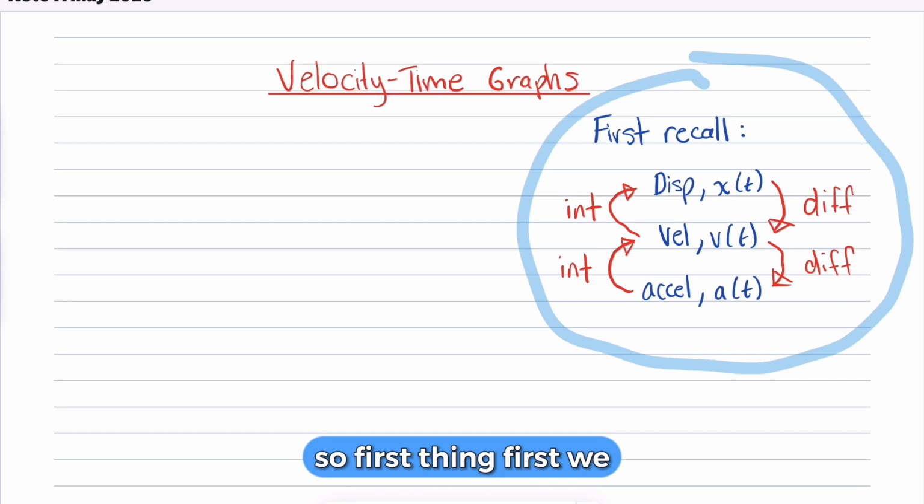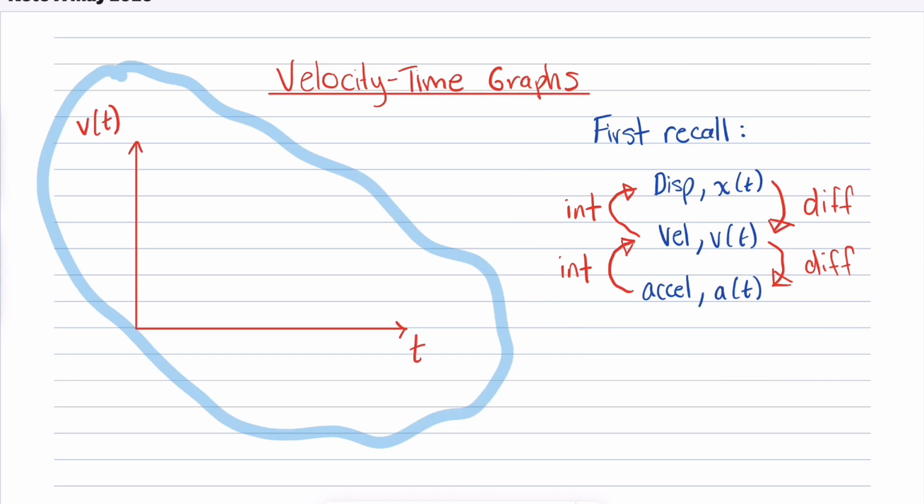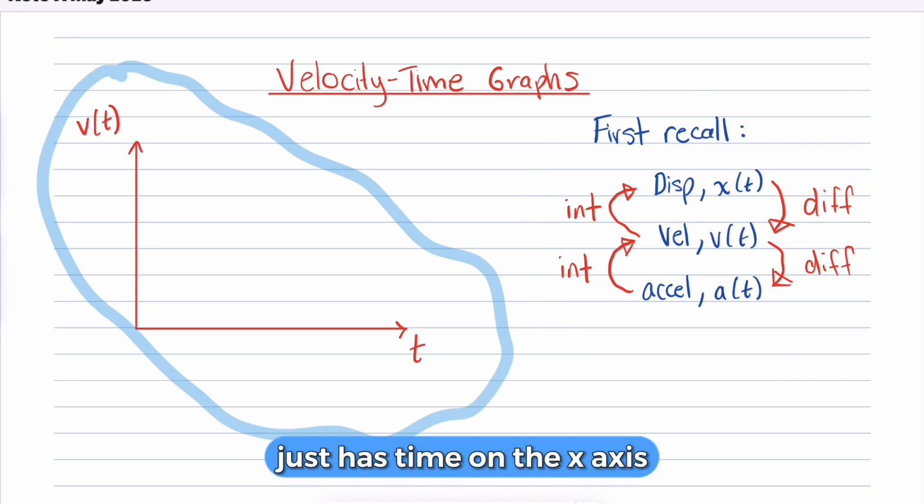So first things first, we need to recall that if we have displacement, when we differentiate that, we get velocity, and if we differentiate a second time, we get acceleration. And then if we have acceleration and we integrate, we get velocity. If we integrate again, we get displacement. That's very, very important. So a velocity time graph just has time on the x-axis and velocity on the y-axis.